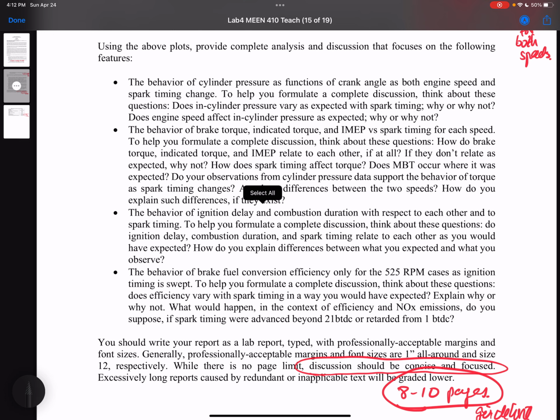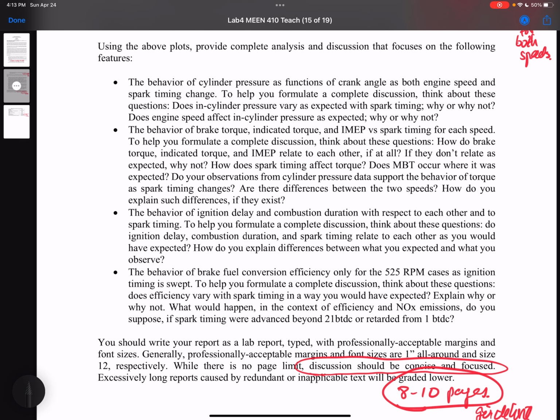In other words, are you seeing the expected trends in cylinder pressure among the 5 spark timings for a given speed? Why or why not? Make sure that you explain if you are seeing the trends, explain why. If you're not seeing the trends, explain why not. Likewise, does engine speed affect in-cylinder pressure? Does it affect it as expected? And again, why or why not?